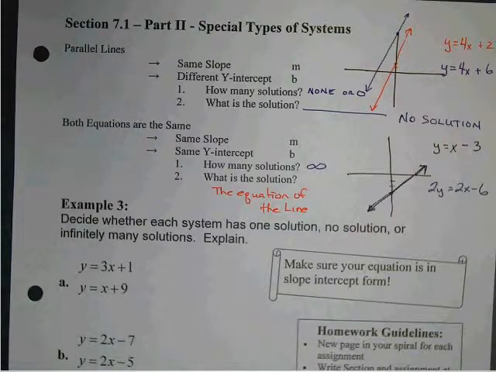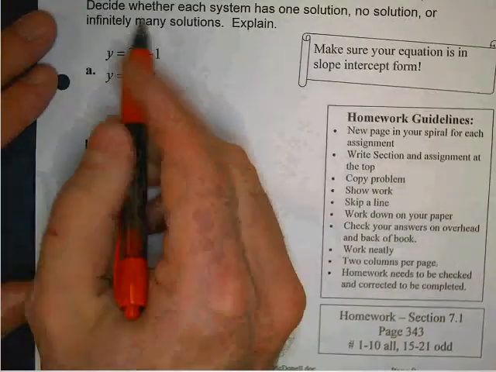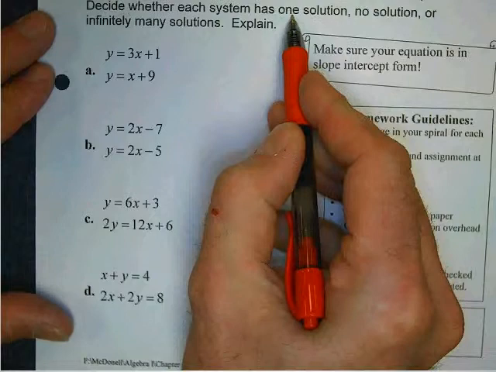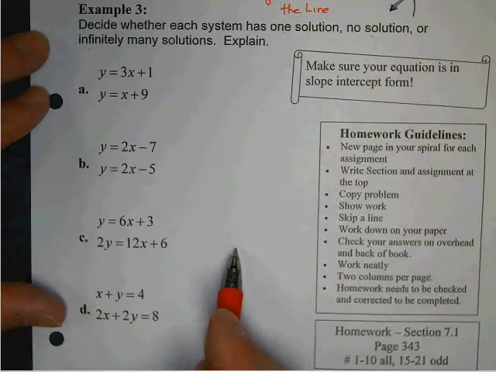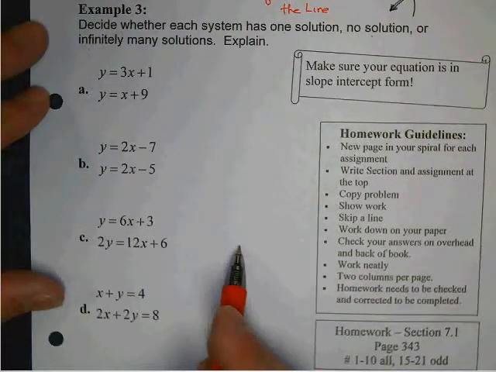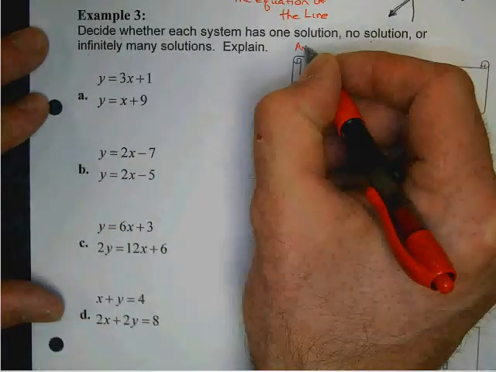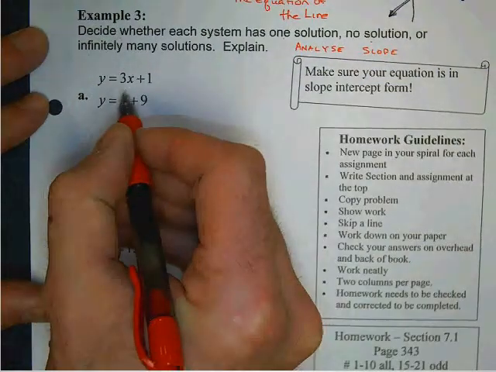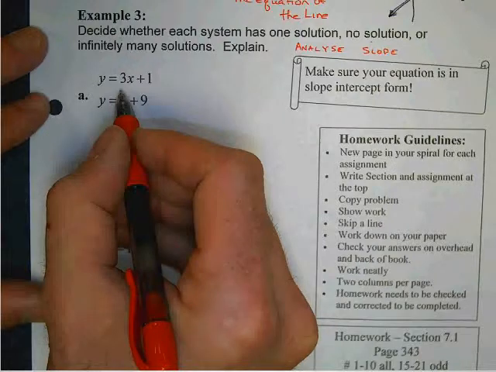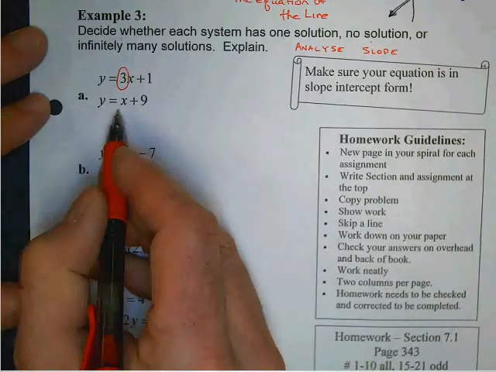All right, so let's look at these 4 scenarios down here. Decide whether each system has one solution, no solutions, or infinite. Do I have to graph these? All I'm doing is analyzing. Okay? Analyze the slope. What's the slope here? Circle it. What's the slope of the first one? Isn't it 3?